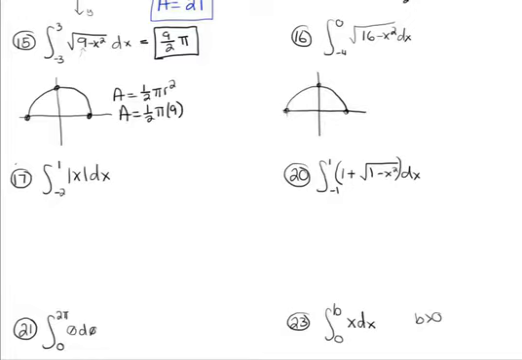And this time we're only looking at from negative 4 to 0. So we're actually looking at just a quarter of a circle. So once again, we've got area equals pi r squared, but we want a fourth. And so area equals 1/4 of pi times 4 squared, which should equal 4 pi. So the integral in question is equal to 4 pi.